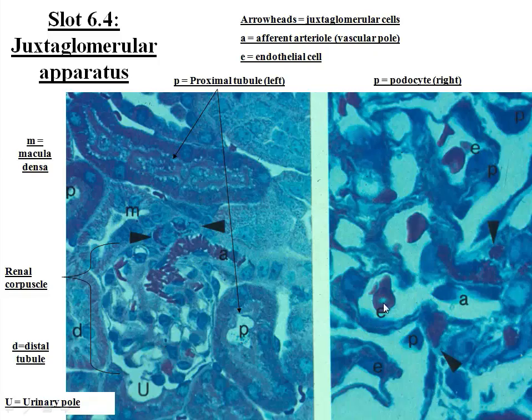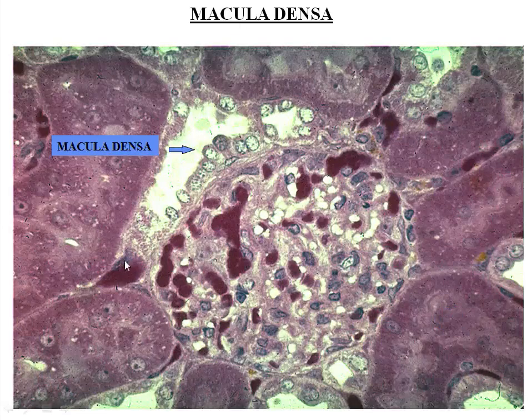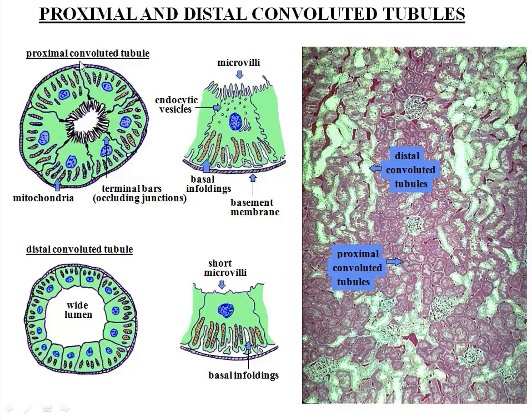E indicates the endothelial cells, P indicates the podocytes here, and A indicates the afferent arteriole. Now here, in a color photograph of a slide, you can see the macula densa. Clearly you are convinced that the cell type in a distal convoluted tubule is cuboidal, and here it is columnar. So we say that these are different cells, and this is a macula densa.